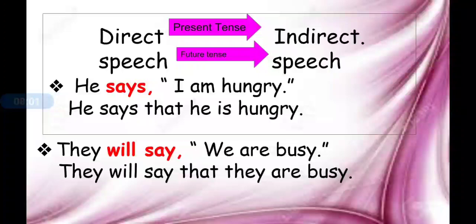Let's see the other example. They will say, we are busy. What is the reporting verb here? Will say. So, the tense of the sentence inside the quotation marks will not change, whereas the pronoun changes. They will say that they are busy. I did not change the tense because the reporting verb is in the future tense. But we, I made it as they. Why? Because that we belongs to them.